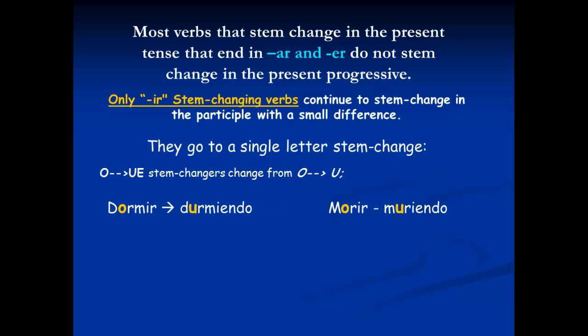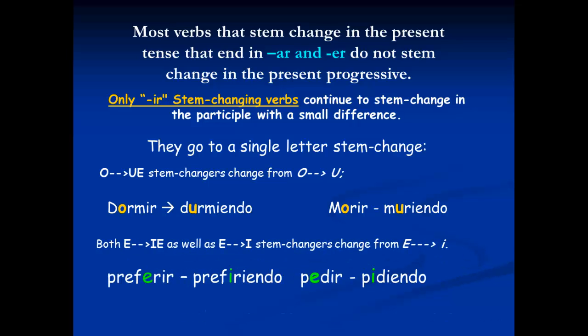For example, the two O to UE ones that we usually know, dormir and morir, only go from O to U instead of O to UE. So dormir goes to durmiendo and morir goes to muriendo. Both E to IE and E to I stem changers both go just to E to I. So preferir, which is an E to IE stem changer, still changes just to prefiriendo, and pedir, which is an E to I stem changer, just leaves it alone as pidiendo, but you have to make the stem change.